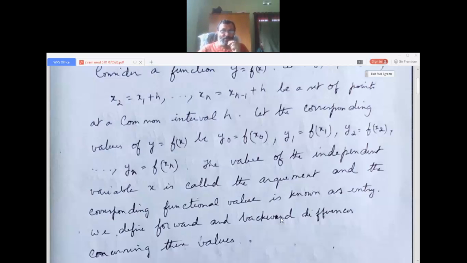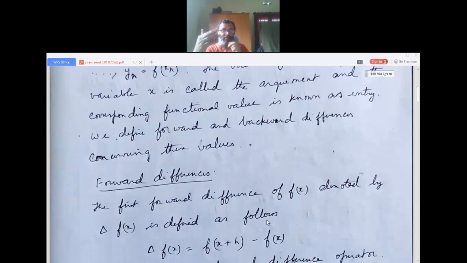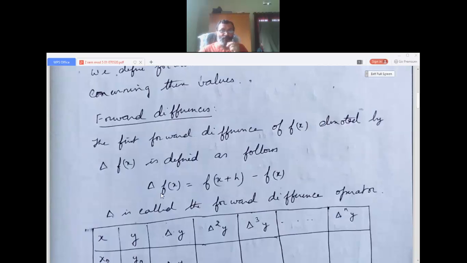So we define here the forward and backward differences connecting these values. First you are studying the forward difference and then the backward difference. Very simple. The first forward difference of f of x is denoted by del f of x, read as triangular shaped f of x, and is defined as follows: del f of x equals f of x plus h minus f of x.